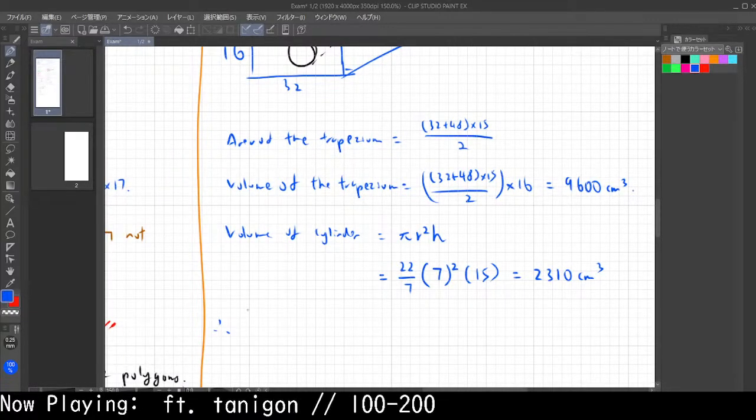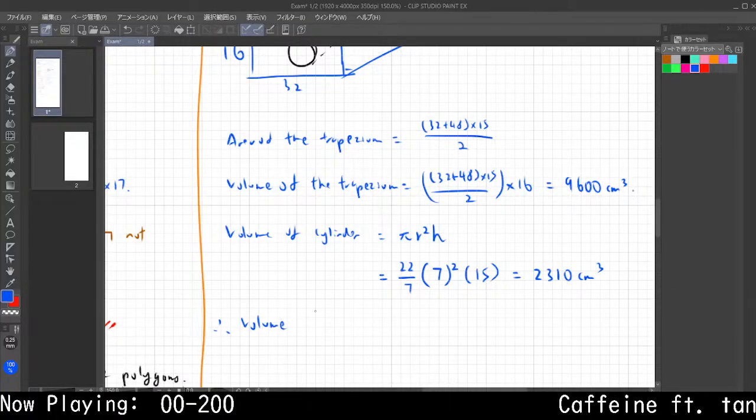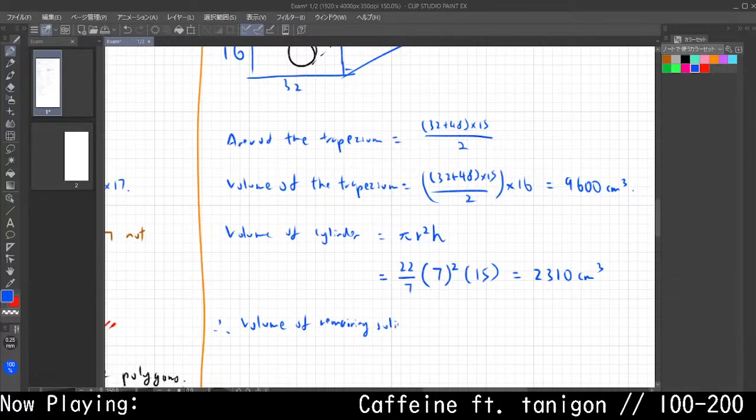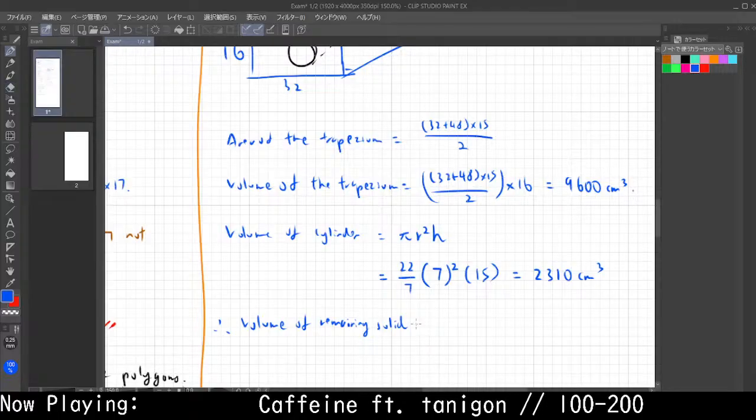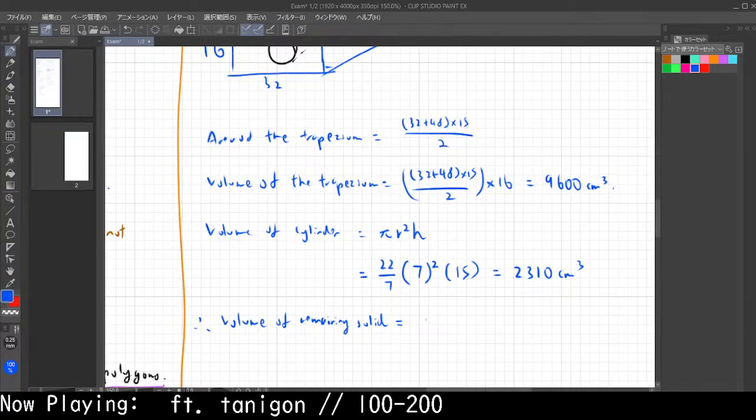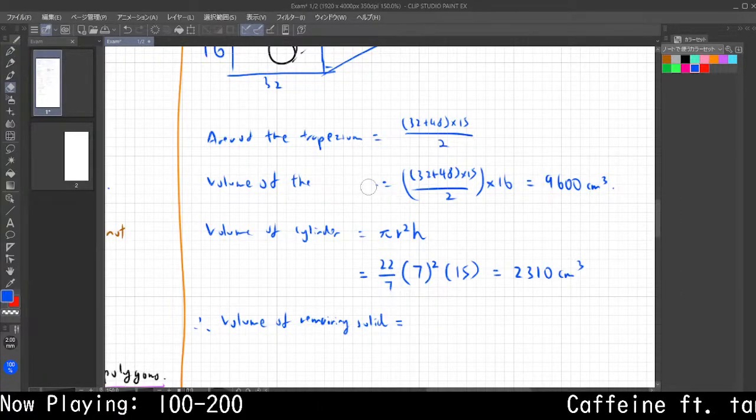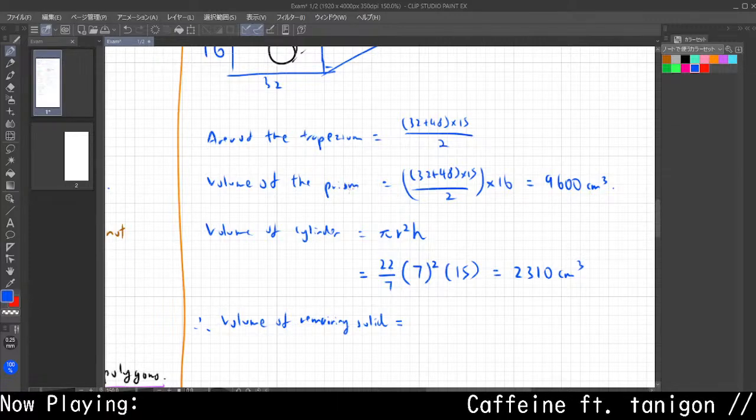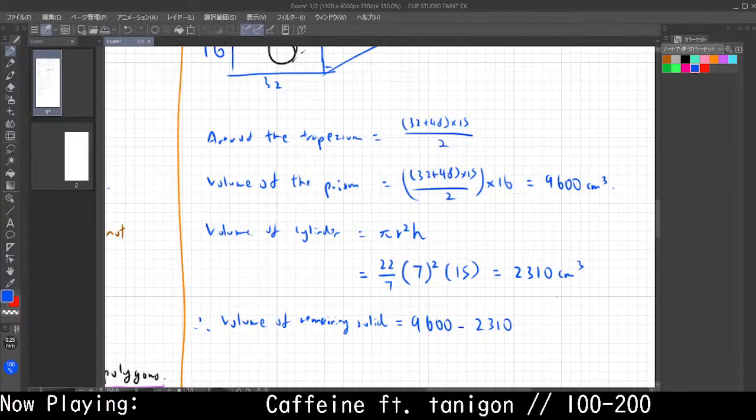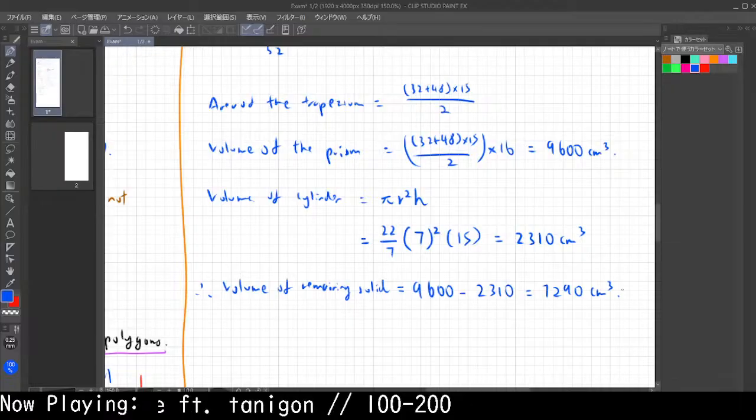Therefore, the question asks for the volume of the remaining solid. So the volume of your remaining solid is just taking the volume of your prism, so 9600, minus your cylinder, 2310. This will give you 7290 cm cube.